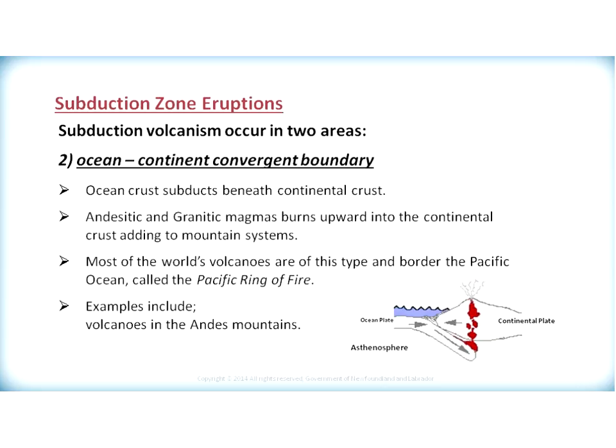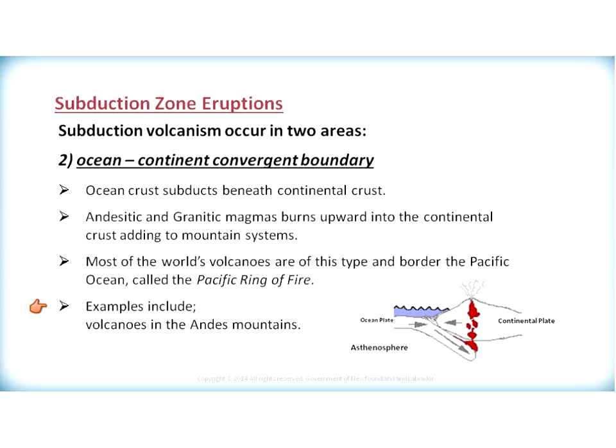The second type of volcanic eruption that occurs at subduction zones will be an ocean-continent convergent boundary. At ocean-continent convergent boundaries, the ocean crust subducts beneath the continental crust. At these boundaries, andesitic and granitic magmas tend to burn upward into the continental crust, adding to a mountain system. Most of the world's volcanoes are of this type, and they border the Pacific Ocean and are located within a volcanic zone called the Pacific Ring of Fire.